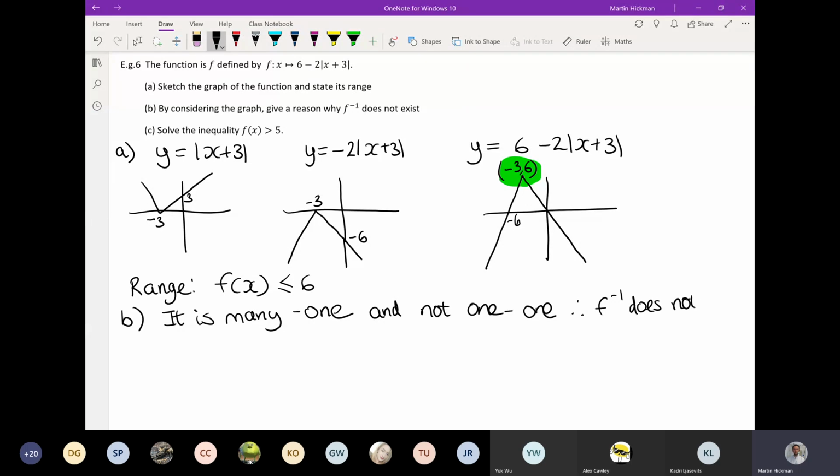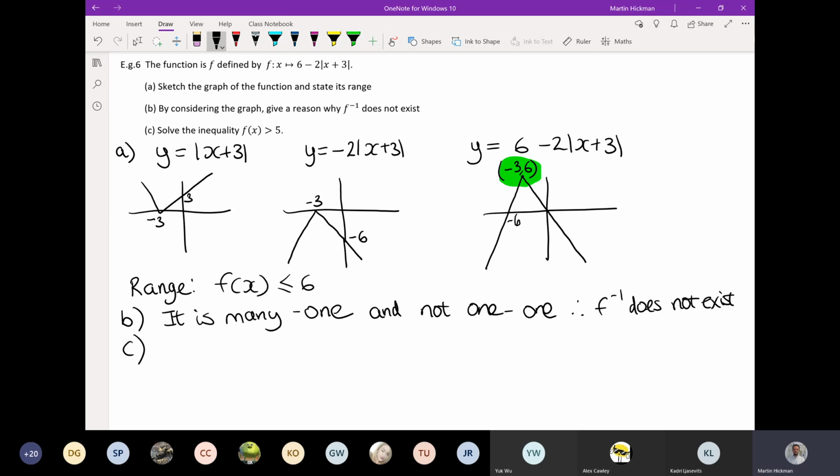It could exist if we restrict the domain. So if we said x is greater than or equal to -3, that would be fine. It would then have an inverse. If x was less than or equal to -3, yeah, again, that would be fine. It would then have an inverse. But at the moment, it's many to one, so it doesn't have an inverse.